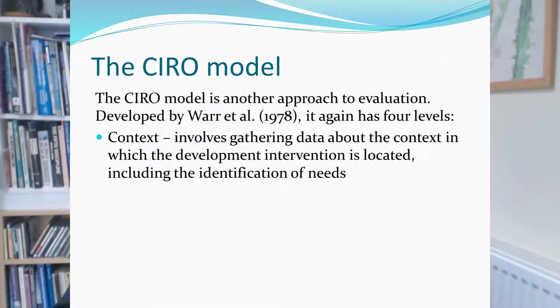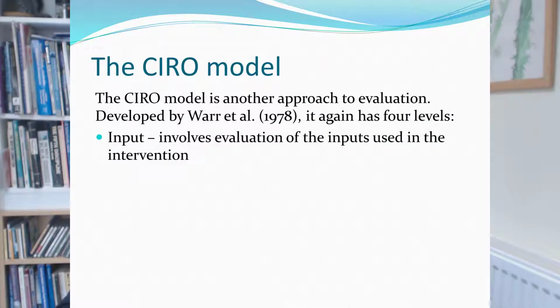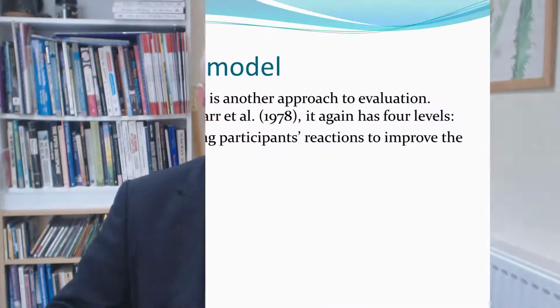So let's look at the CIRO model. This, again, has 4 levels. The first one is context. It involves gathering data about the context and the development intervention, in this case coaching and mentoring, or perhaps the training of the coaches or the mentors. And it looks at the identification of needs and how far they have been met within that particular context. It also looks at the input, what has gone on in terms of the intervention. In this case, it would be coaching or mentoring. What effect has that had on the participants? How have the participants reacted?